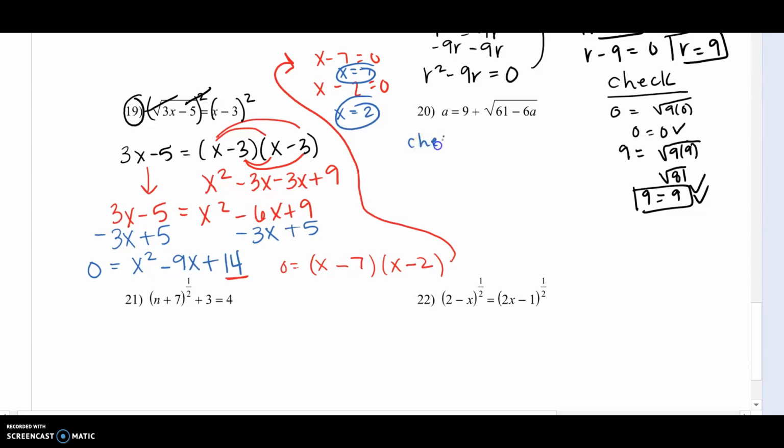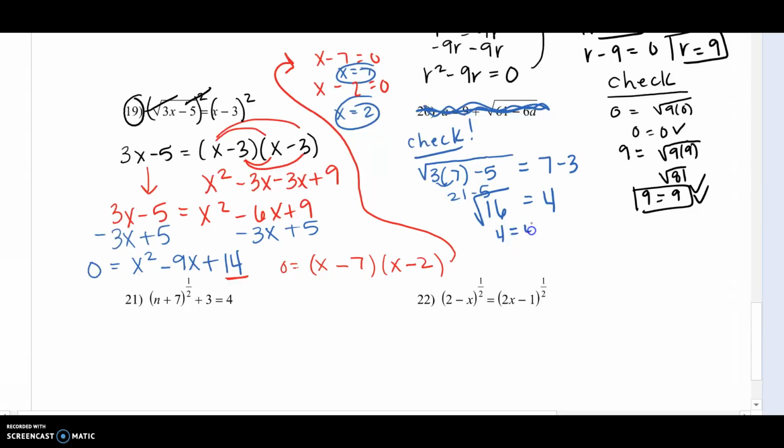And so now I have to check. I'm going to scribble that out. I don't want that to distract you. So if I check, I have the square root of 3 times 7 minus 5 equals 7 minus 3. Well, 7 minus 3 is going to be 4. And then 7 times 3 is 21 minus 5 is going to be 16. So the square root of 16, well, 4 does indeed equal 4. And so we know that 7 works.